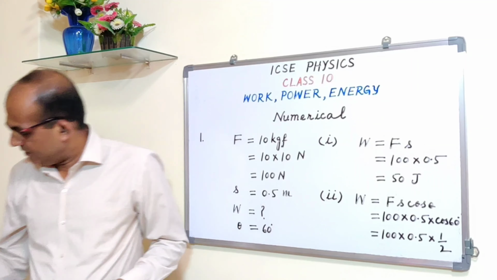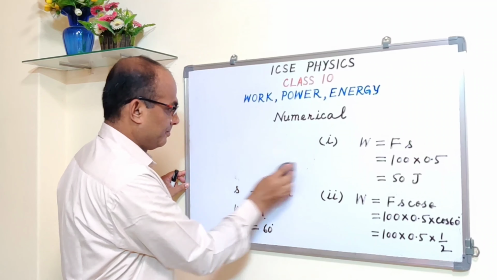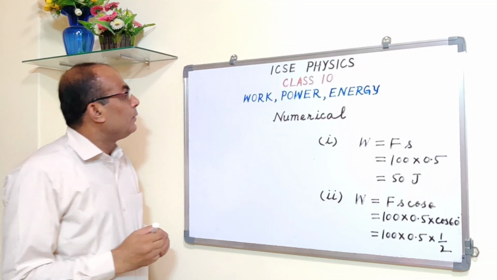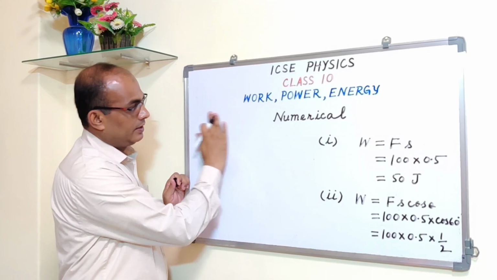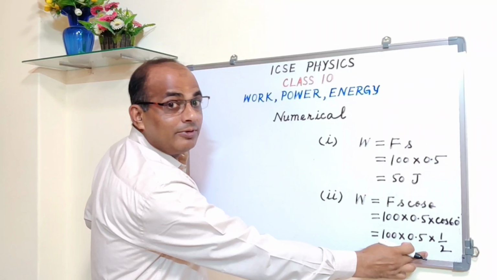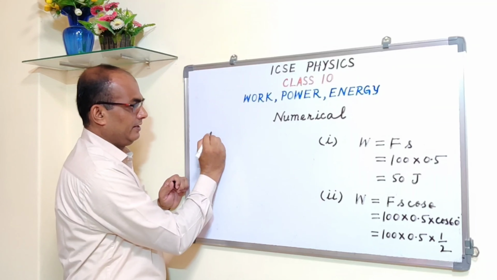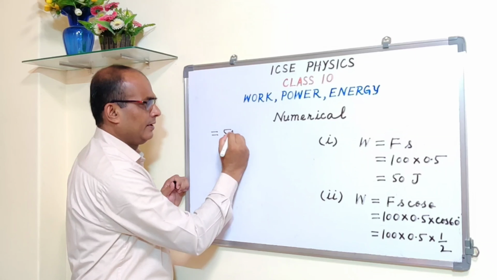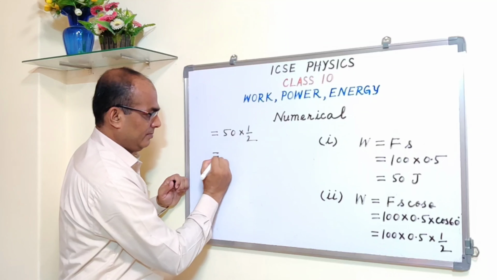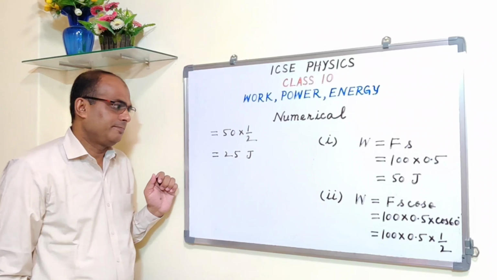Alright. And now this is equal to this, we can write down 100 multiplied by 0.5. That gives you how much? 50. That is equal to 50 and 1 by 2. I am writing all these steps. And this gives you how much? 25. This is another answer, the second answer.